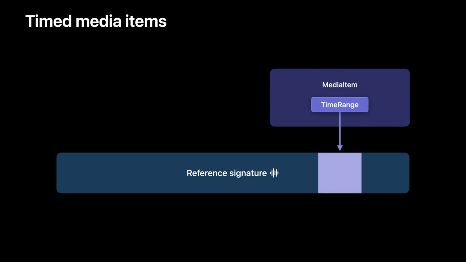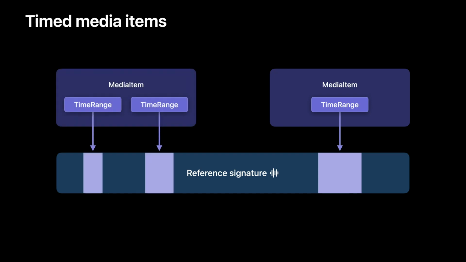Okay, now that I have a signature that represents the media, how did I accurately sync content? I used the timed media item API. Attaching a time range to the media item makes it easy to specify when it starts and when it ends. Media items can also have multiple time ranges to target more than one portion of a signature. Imagine that you have a media item that targets the chorus of a song. You can add a time range for each place that it's sung.